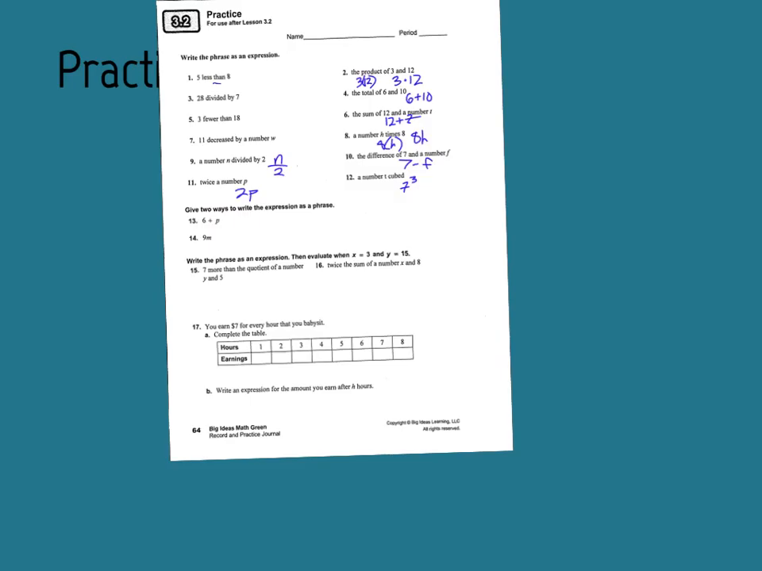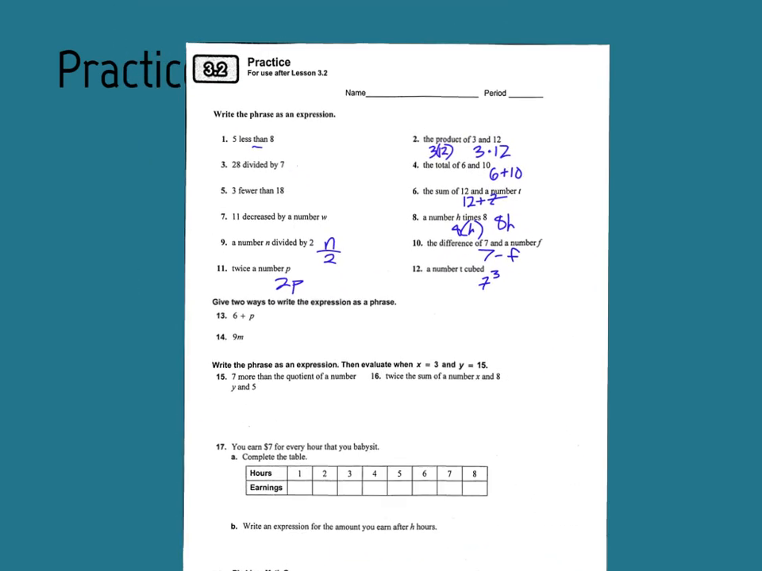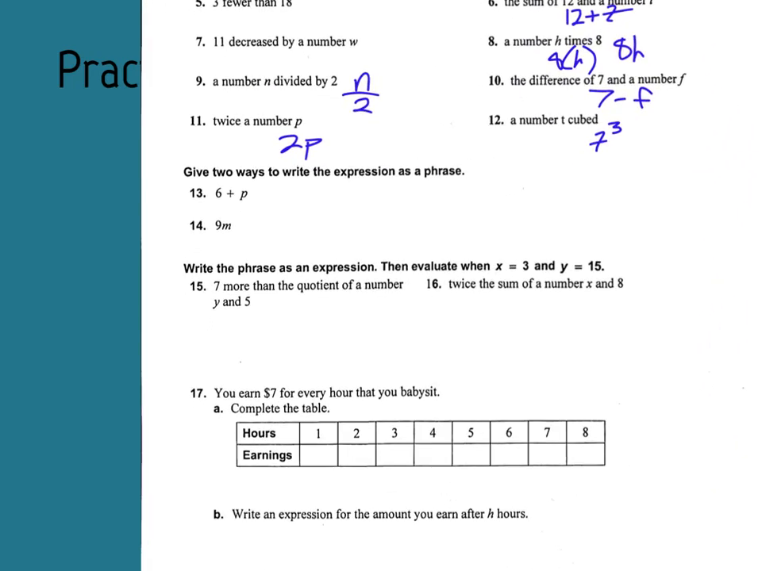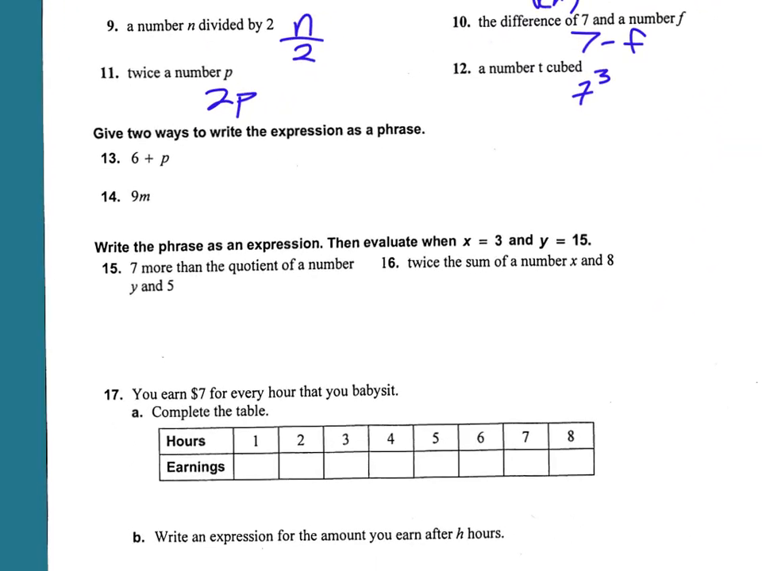All right, I had a little malfunction, so those kind of got erased, but hopefully you were able to, if you could rewind and get them if you need to. So, number 13, give 2 ways to write the expression or phrase. Okay, 6 plus p, or, oh, I'm sorry, we could go like this. So I like this one better. P more than 6. So both of those ways work.